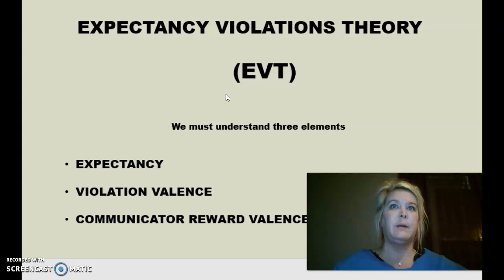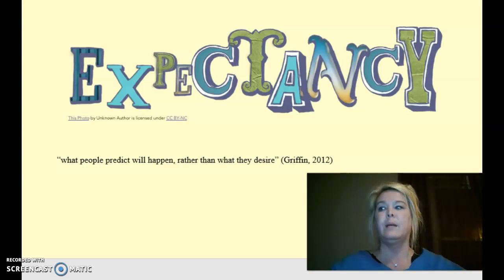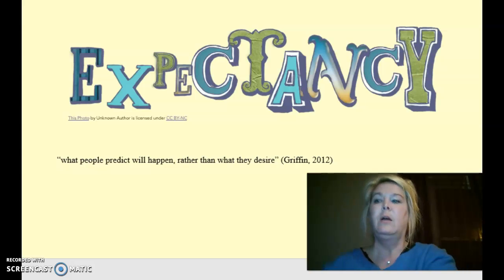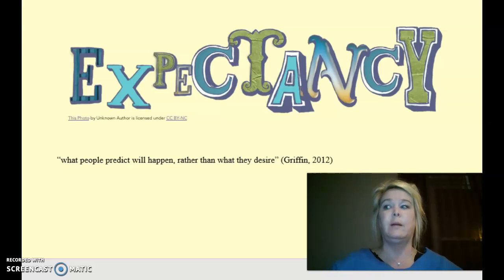In order to understand what she means by the expectancy violations theory, we have to understand the three elements of this concept, which are expectancy, the violation valence, and the communicator reward valence. When we're talking about expectancy, Griffin gives us a definition of this being what people will predict will happen in a certain outcome. There are factors that can help you understand this context: their culture, your relationship, is this a personal relationship, or is this a relationship between you and your boss, a professional relationship? There's also sex, race, and demographics that define the expectancy, what someone will expect out of a situation.